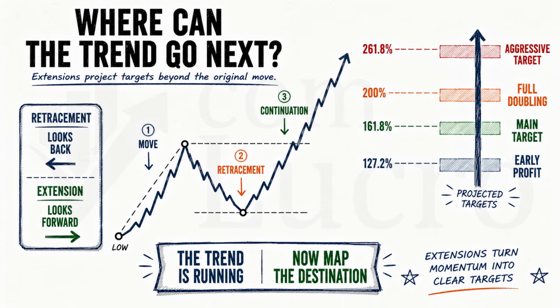Beyond retracements, we use Fibonacci extensions to project targets once a trend is running. The key levels are 127.2%, a more conservative zone, often used for early profit taking, 161.8%, the golden ratio extension, and the main target for strong trends, 200%, a full doubling of the original move, and a common psychological target, and 261.8%, an aggressive target reserved for exceptionally strong trends.